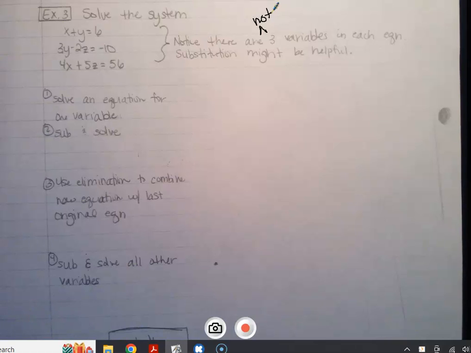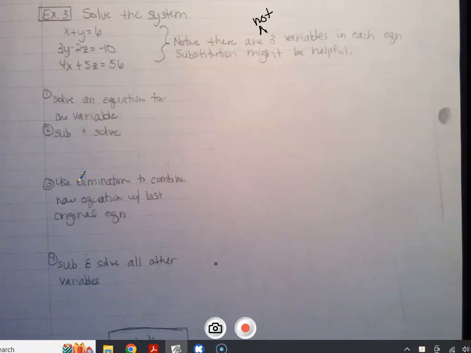So if we do solve for x in the bottom equation. Wait a minute. Solve for y in the top equation would probably be easy. If you solve for y in the top equation. Okay. Because the steps do say solve an equation for one variable. Because kind of like what the standard is. Then we're going to have to substitute and solve. And then we can use elimination to combine the new equation with the last original equation.